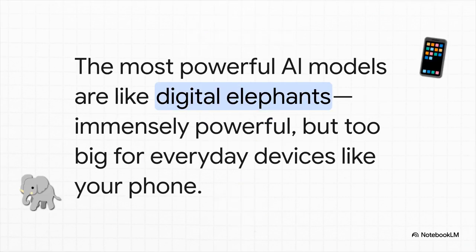All right, so here's the fundamental problem. The biggest, baddest AI models out there, they're kind of like digital elephants. They're incredibly powerful, super smart, but they are just massive. They need a ton of power, a ton of resources to even move. Resources that your phone or your car or most everyday gadgets just don't have.